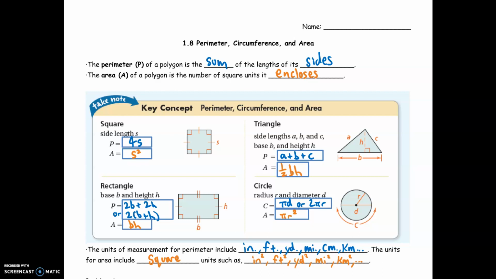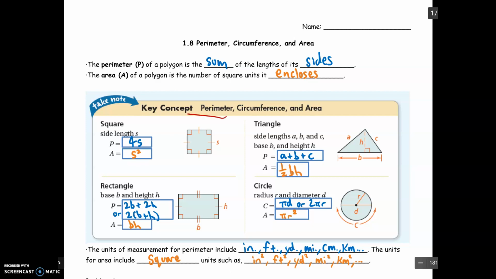In section 1.8, we're generally going to be looking to find one of three things, and that's going to be listed at the top: perimeter, circumference, and area. So again, descriptions of perimeter and area are given. Perimeter is the sum of the lengths of its sides. You're thinking basically the distance around an object. Area is going to be the amount of space it encloses, so that's basically like the area within an object.